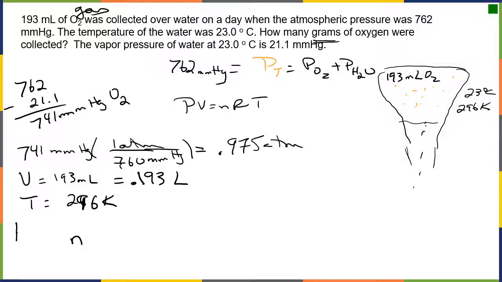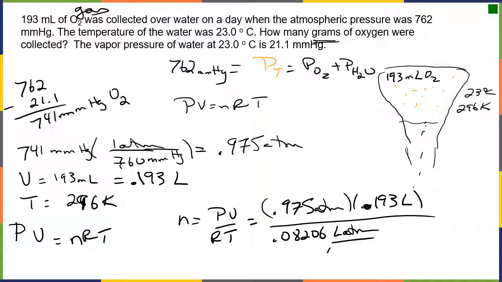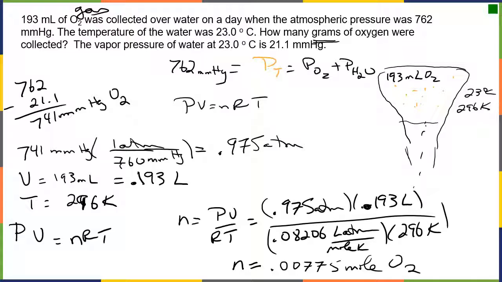Since PV equals nRT, then n is equal to PV over RT, and we can plug this in. 0.975 atmospheres multiplied by 0.193 liters divided by 0.08206 liter atmospheres per mole Kelvin times 296 Kelvin. So when we're finished this, we're going to get that the number of moles is equal to 0.00775 mole of oxygen.